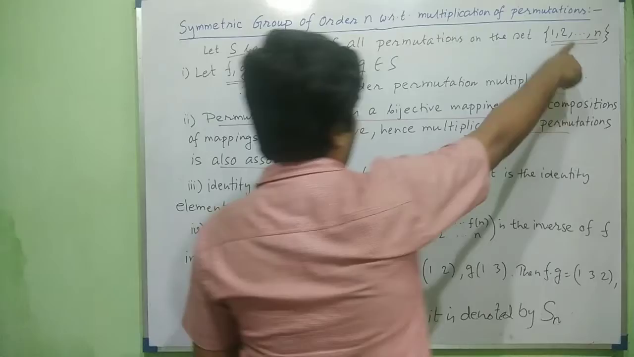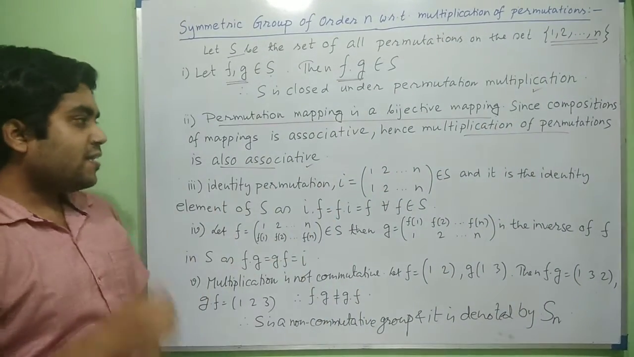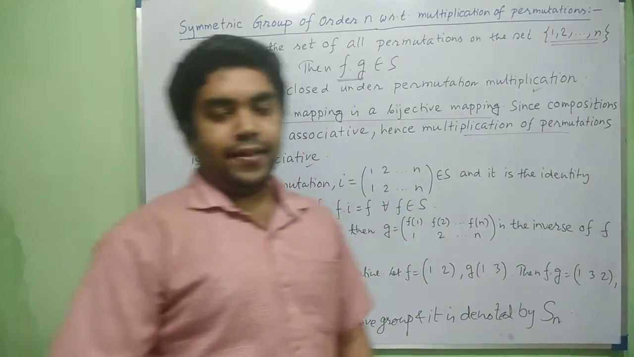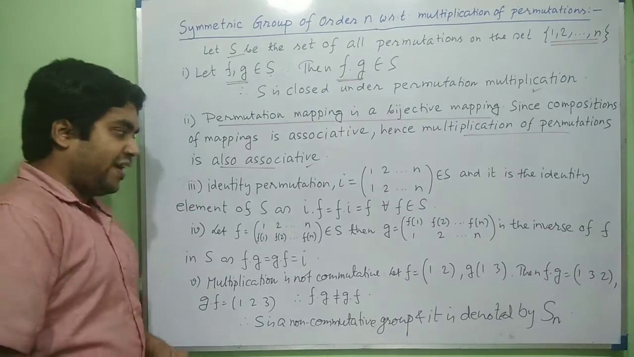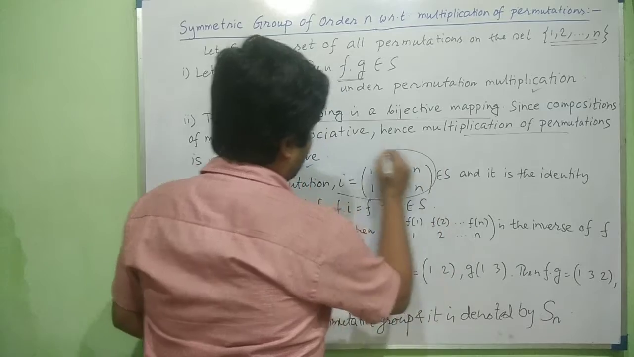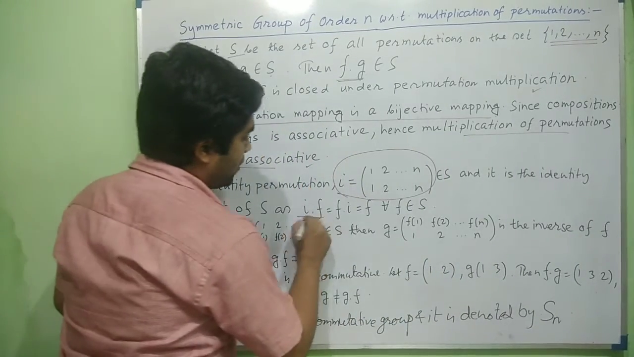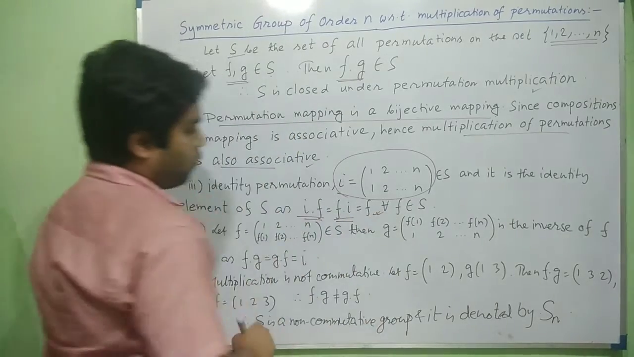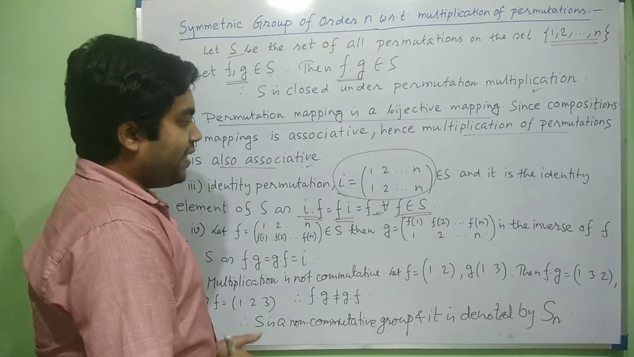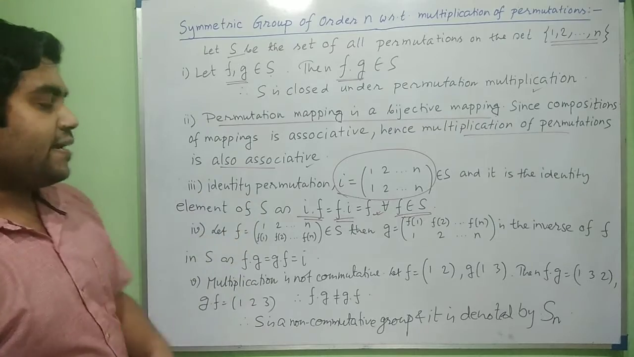And right now we have to establish the identity element property. Clearly the identity permutation on the set 1 to n will be the identity element of S. What is the identity permutation? Identity permutation is this, and it will satisfy the result I dot f equal to f dot I equal to f, where f is any element of S, that is f is any permutation on the set 1 to n. This is the identity element property.